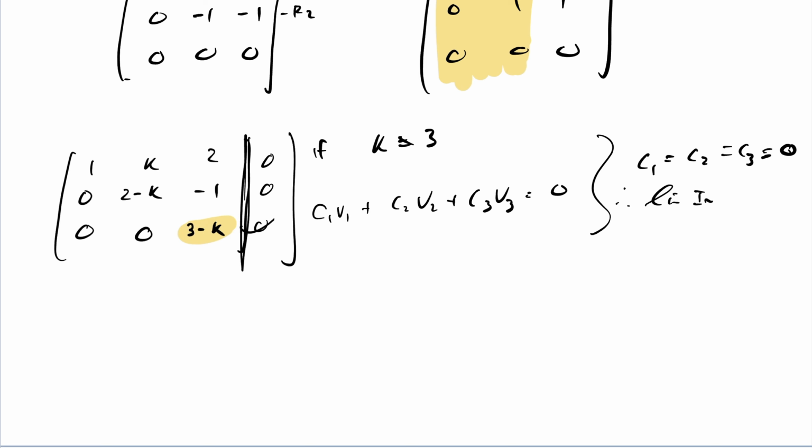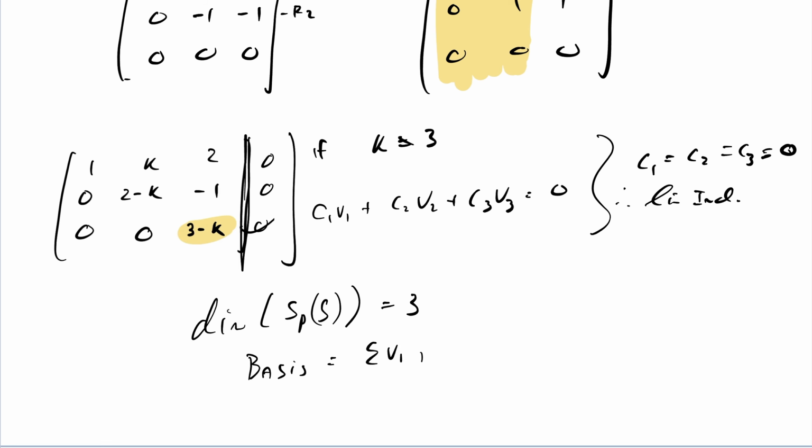linearly independent. So because this set is linearly independent, therefore I know that all three vectors are required to create a basis for the set, and the dimension of the span of S here would be 3, and the basis for this set would be in fact all three vectors v1, v2, and v3, where k is not equal to 3.